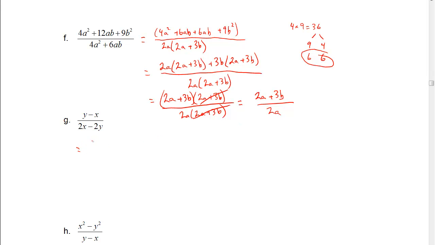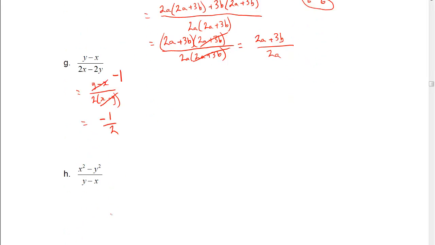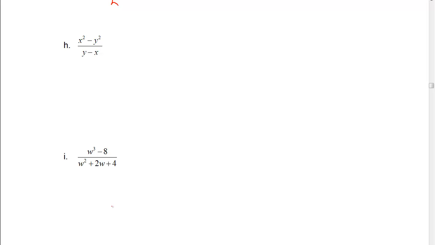For g, we have y minus x over 2 outside of x minus y, common factor. And we can cancel x minus y and y minus x because they differ in sign, which means we need to put in minus 1. And so we actually end up with minus 1 over 2. And we'll do the last two then.